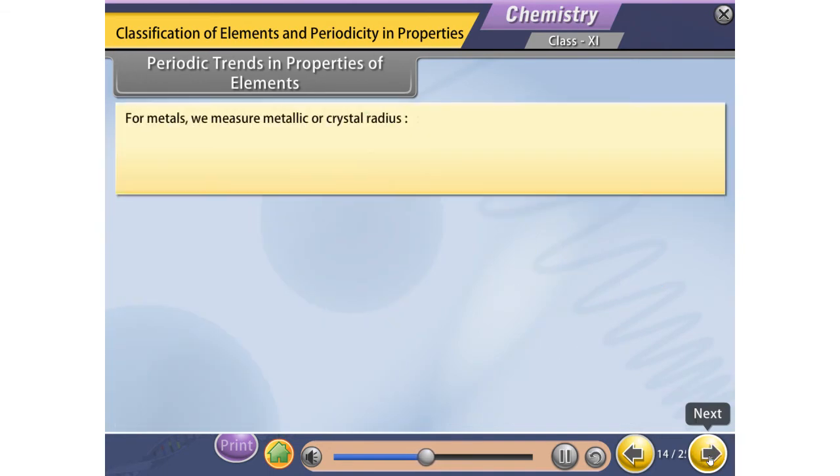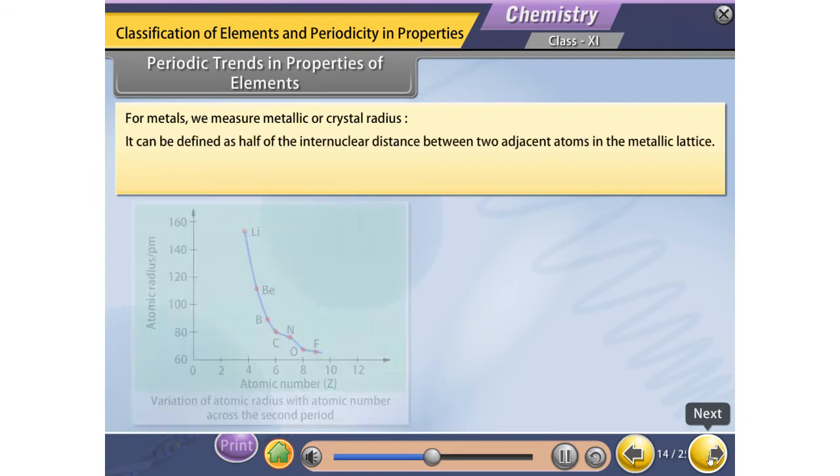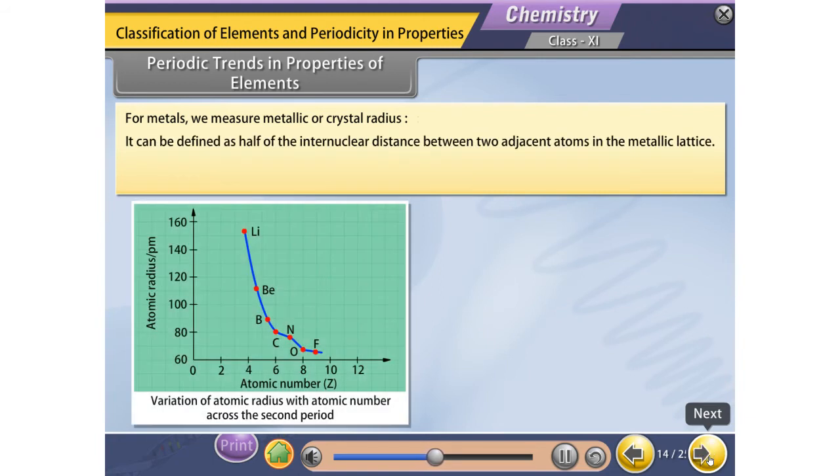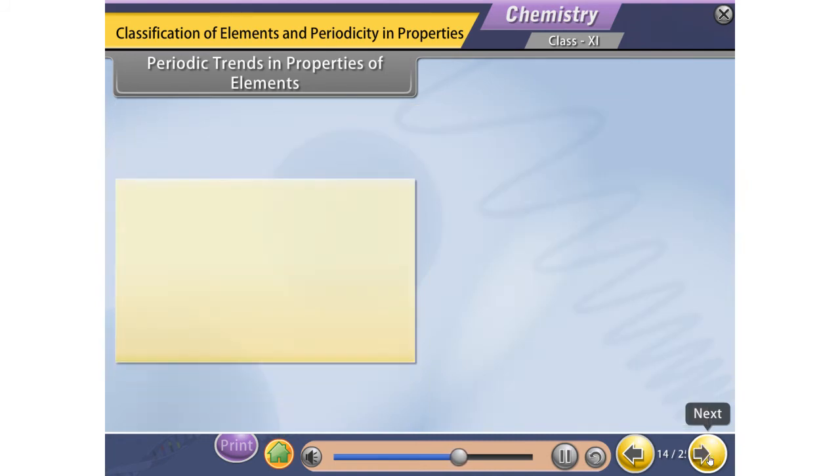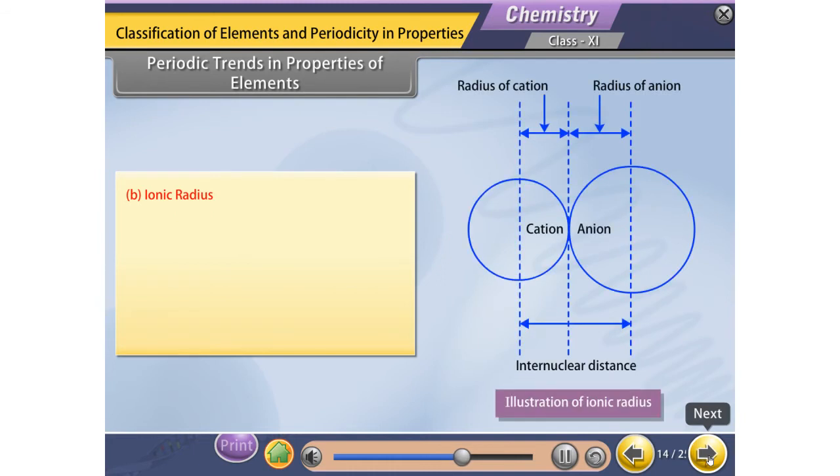For metals, we measure metallic or crystal radius. It can be defined as half of the internuclear distance between two adjacent atoms in the metallic lattice. The metallic radius of an atom is always larger than its covalent radius because metallic bond is weaker than covalent bond. B. Ionic radius.